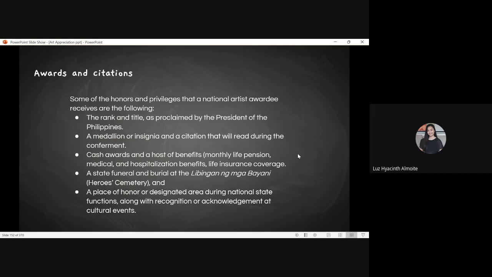So what are these benefits? Meron silang monthly life pension, medical and hospitalization benefits, and also life insurance coverage. Number four is the funeral and burial at the Libingan ng mga Bayani. So, dun sila ililibing. And a place of honor, a designated area during national state functions along with recognition or acknowledgement at cultural events. So, as you can see, there are many benefits when an artist gets this prestigious award.